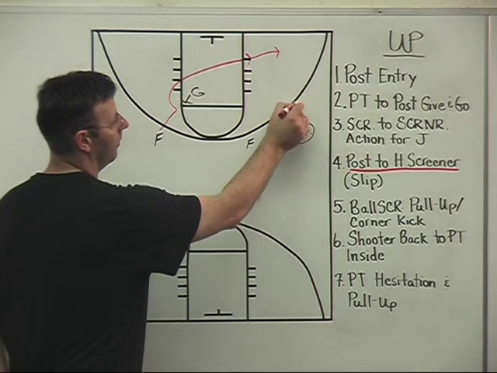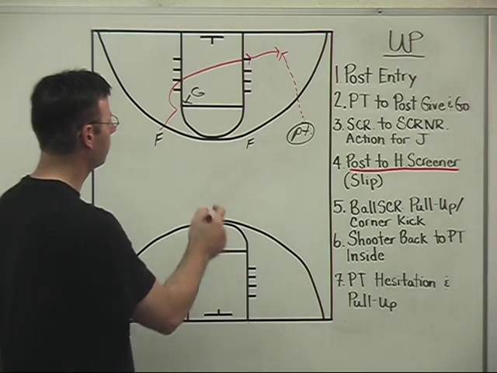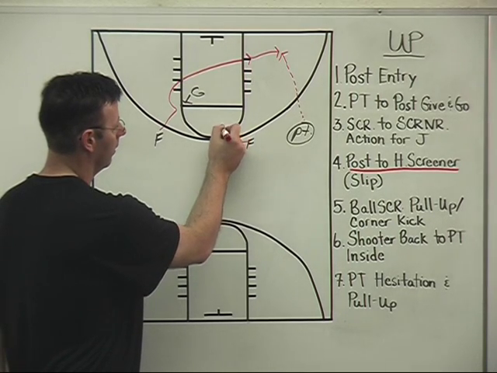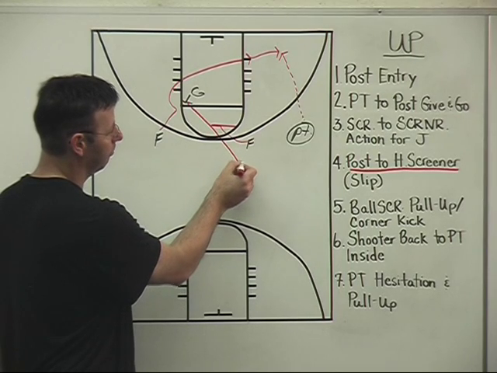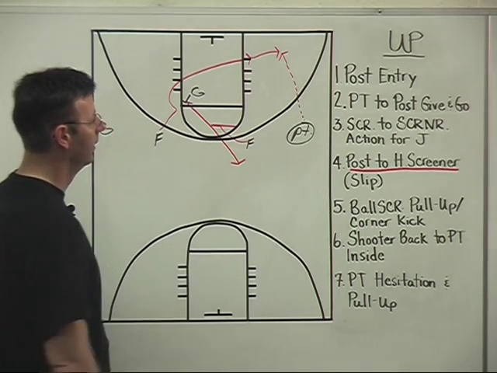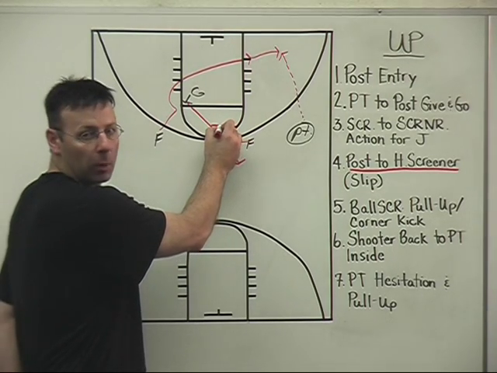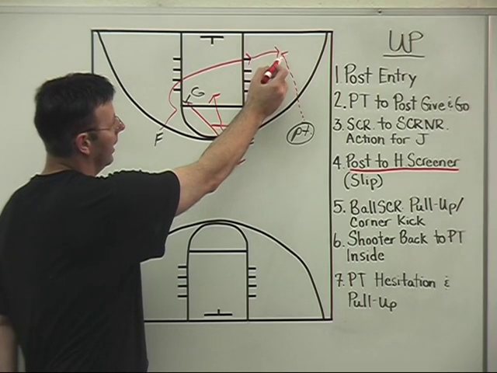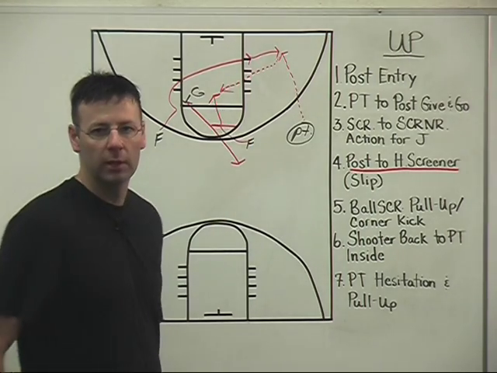We end up getting the short corner post catch. Our up screener then is receiving the screener action to the top, and what we get is a slip by our screening forward at the top. We get a slip right in here, and we go post to slip screener.